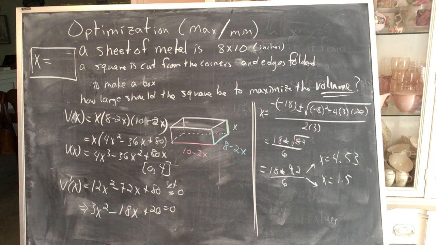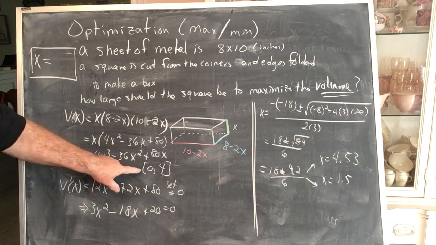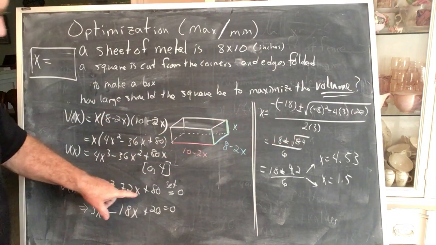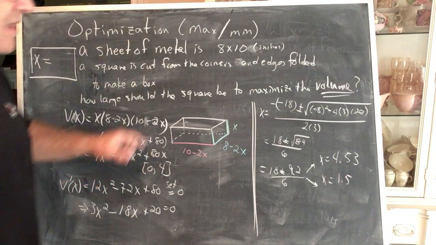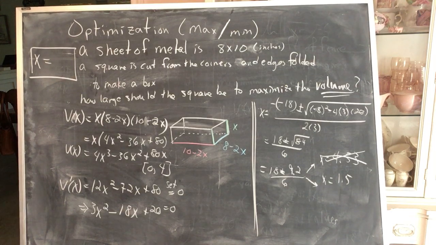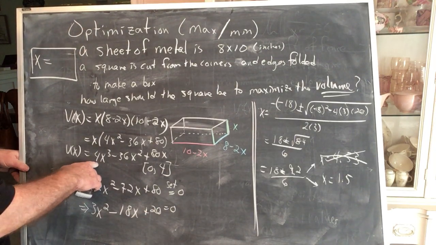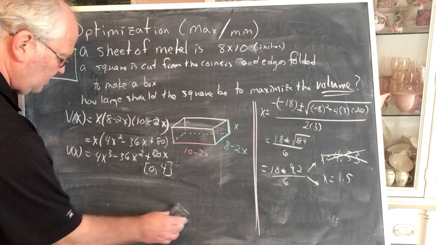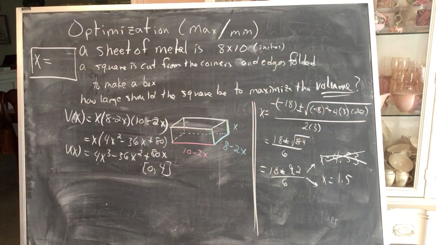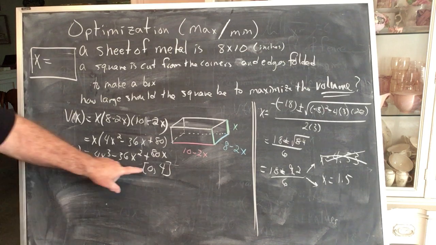That's very straightforward. Now, here's where this interval starts to earn some of its keep. We notice that 4.53 is outside the interval of interest. And so 4.53 is not used as a critical value because it is not in this interval from 0 to 4. So I'm going to have to erase some of this, but what we need to do now is evaluate the original function at the values in question. So the original function is here. I need to evaluate the original function at the critical value, 1.5, at 0 and at 4.